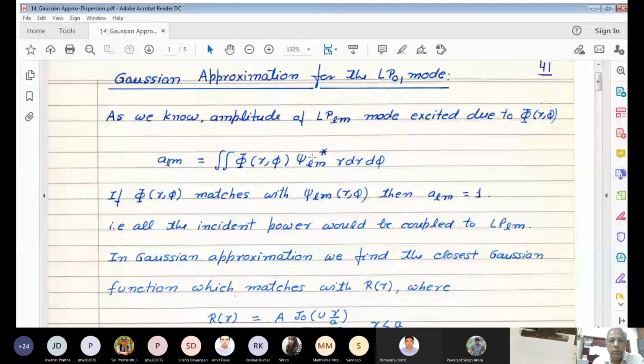And please unmute yourself. Everybody should unmute yourself. There is some noise.